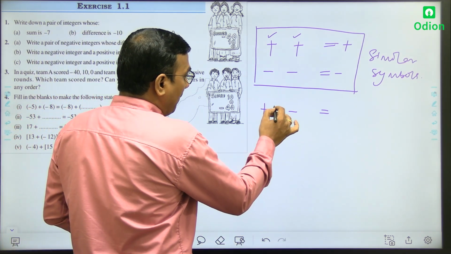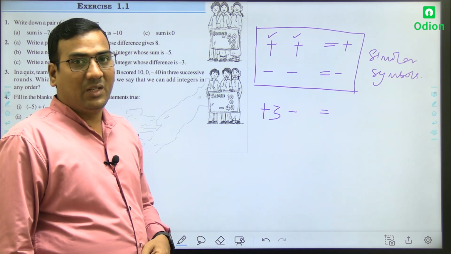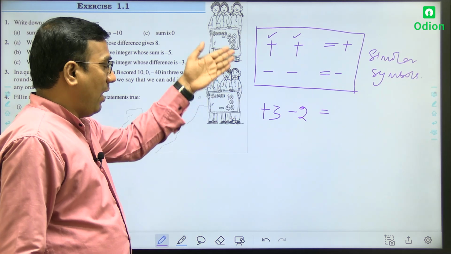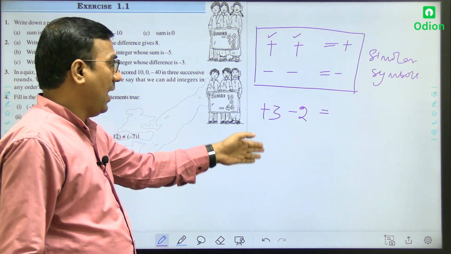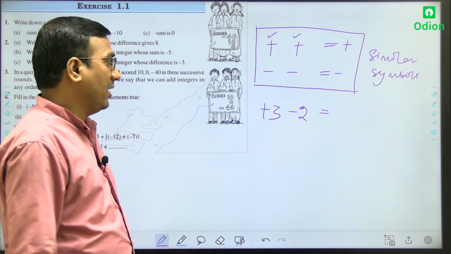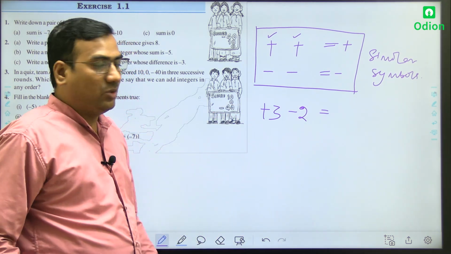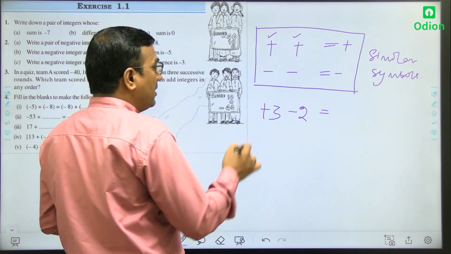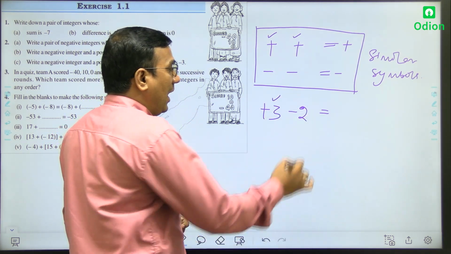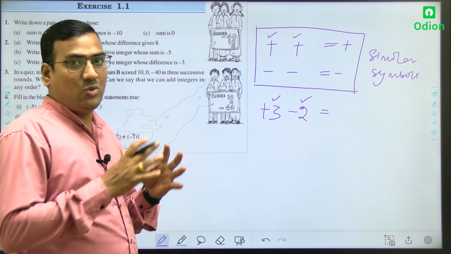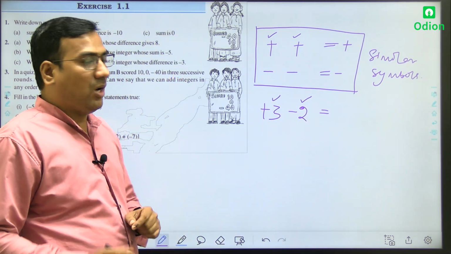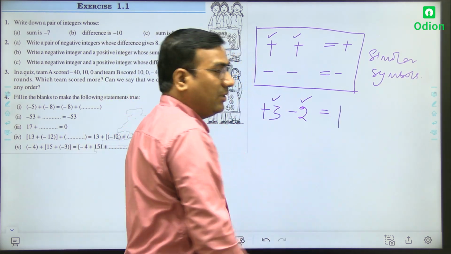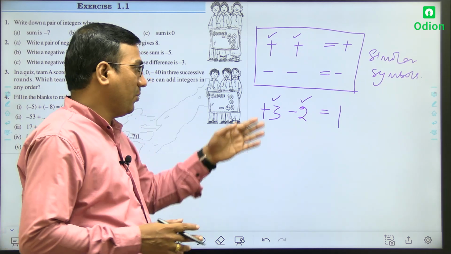Means suppose here +3 is given, okay, and here -2 is given. It means one integer is in positive and the second integer is in negative form. Then what do you have to do to get the answer? You need to deduct the two numbers. Means the first number is 3 and the second number is 2. You have to choose the bigger number and deduct the smaller number from the bigger number. It means 3 minus 2. The answer is 1. And what symbol do we have to use over here?